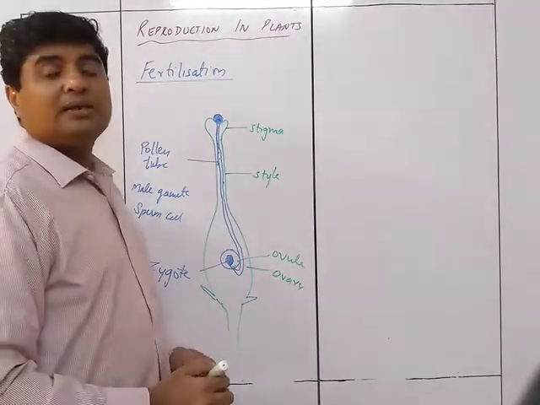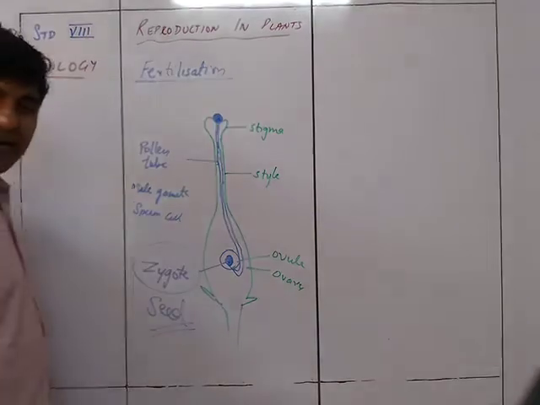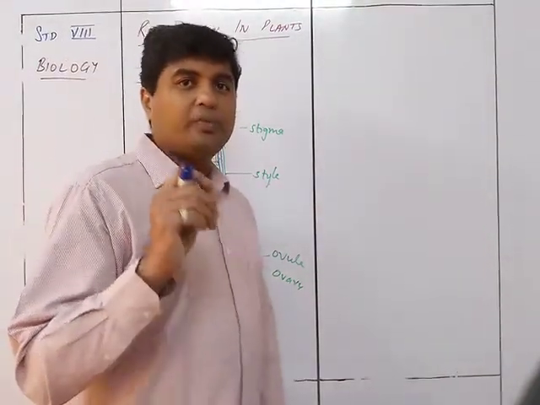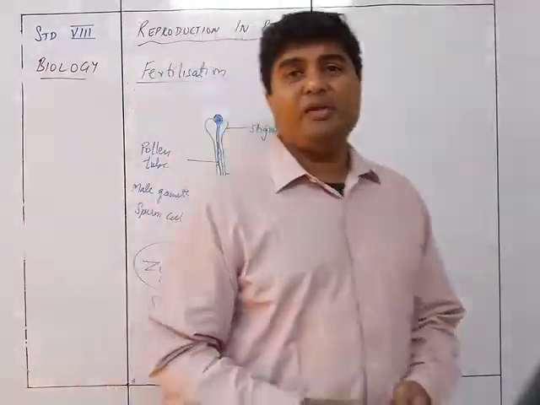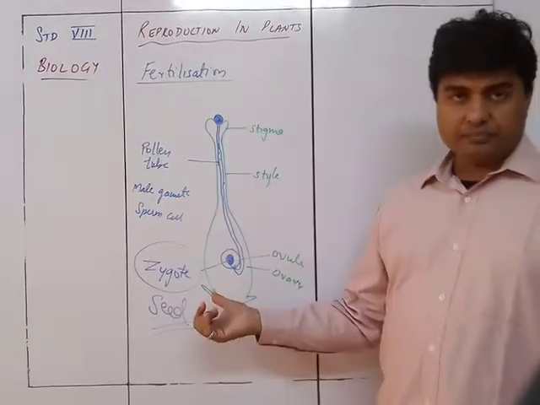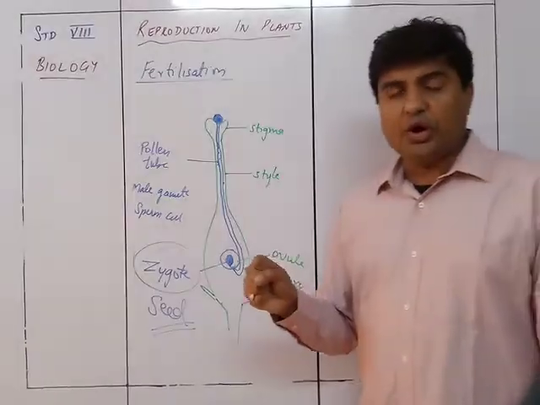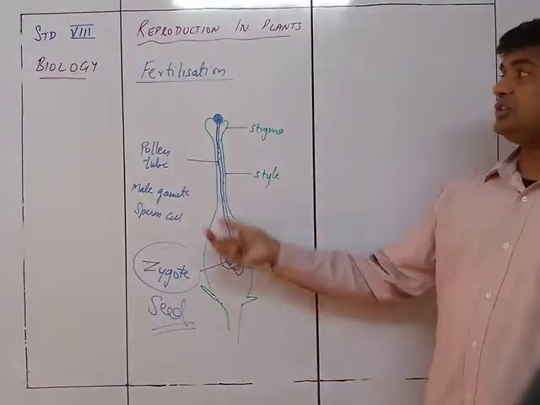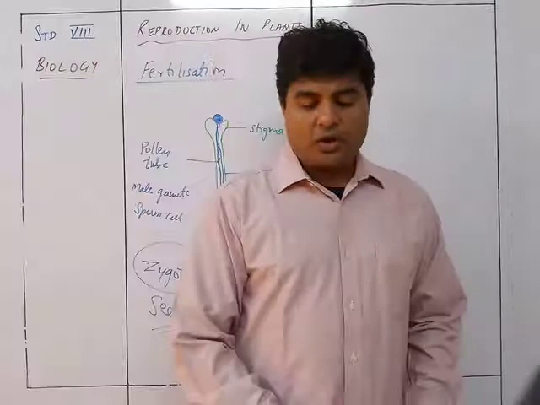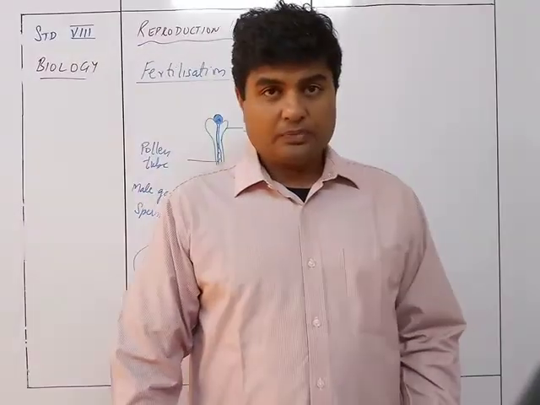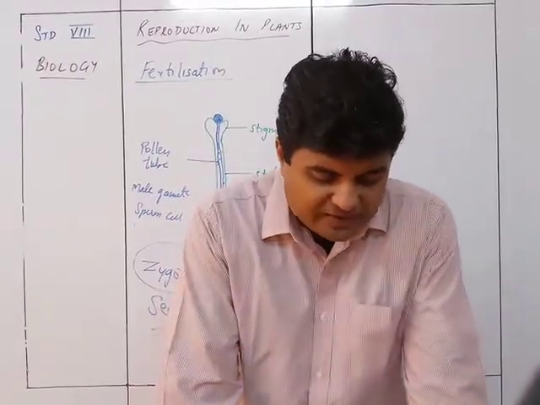The zygote is nothing but the formation of the seed. The baby plant which is going to be there inside the seed is the first formation from the fusion of the male and the female gamete of the flower. So the male and the female gamete of the flower are going to fuse together, and the fusion of the male and the female gamete is called fertilization. So the fusion of the sex cells to produce the zygote is called fertilization. We'll just read through this: fertilization, fusion of male and female sex cells.